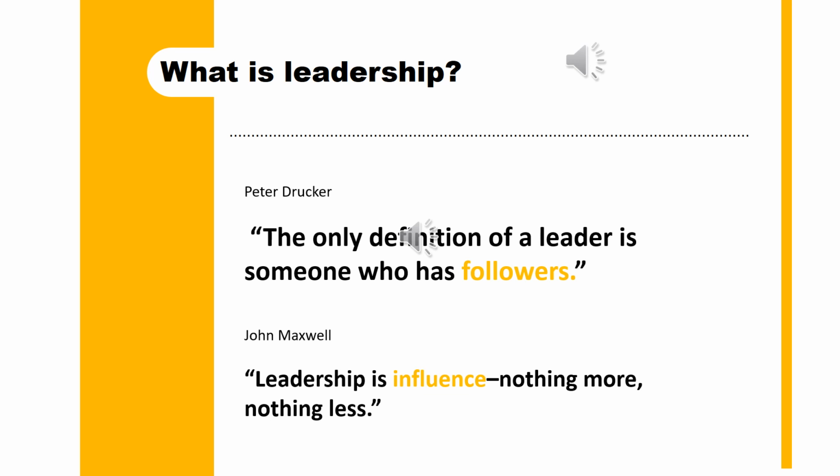So through these two definitions, we can find that leadership is about followers and influence. That means you have to have influence on people to let them follow you and do what you want them to do. These two definitions we can consider as a real basic definition of leadership.